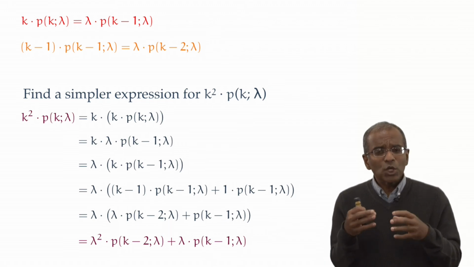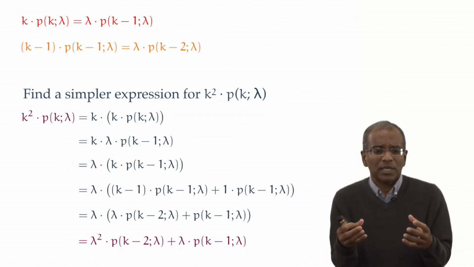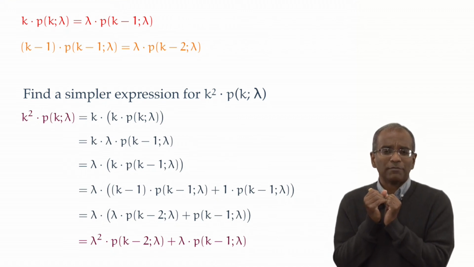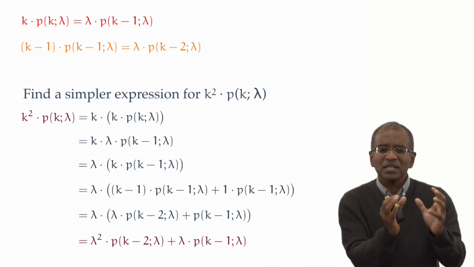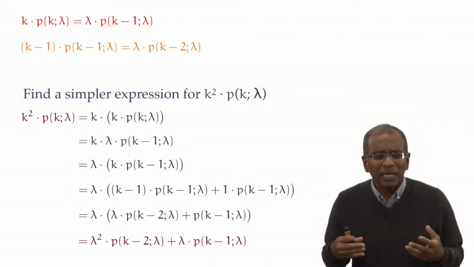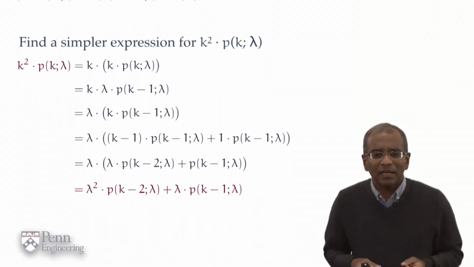Now, a casual listener looking at this will say, well, look, you started with a compact expression, k squared times P of k on the left, and then you've created this rather monstrously long expression. Have we really made progress, or have we made things messier?